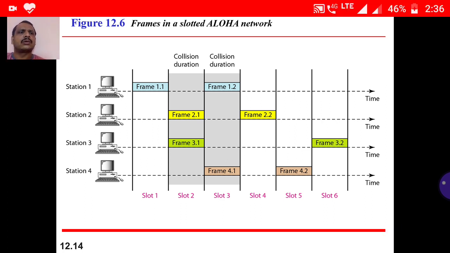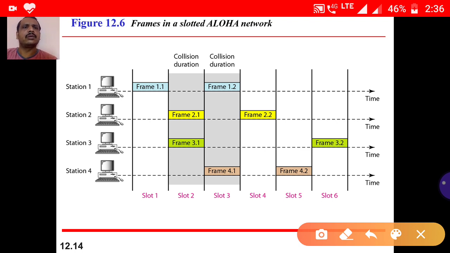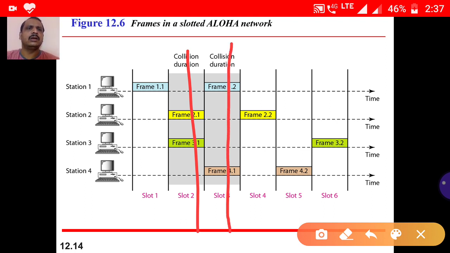Even here, collisions will happen. How can a collision happen? Every station can transmit 2 frames. Station 1 transmits frames 1.1 and 1.2. Station 2 transmits 2.1 and 2.2. Station 3 transmits 3.1 and 3.2. Similarly, station 4 transmits 4.1 and 4.2. See, this is where the collision happens. At these two locations, frame 2.1 from station 2 collides with frame 3.1 from station 3. Similarly, frame 1.2 transmitted by station 1 collides with frame 4.1.